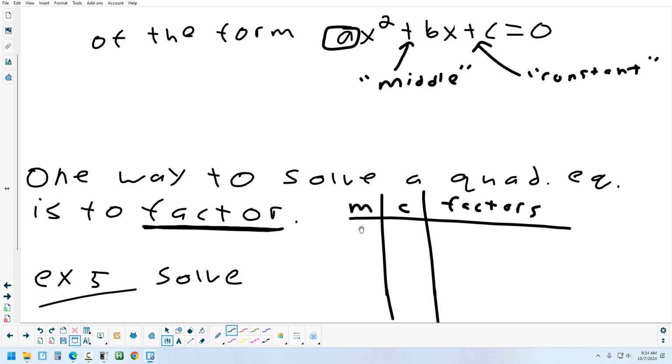You could have positive for the middle and a positive for the constant. You could have, let's say, a negative and a positive. You could also have a negative and a negative. And what else could you have? Yeah, positive and negative. So when you set up factors, you're going to have something like this. These are your factors, the sets of parentheses.